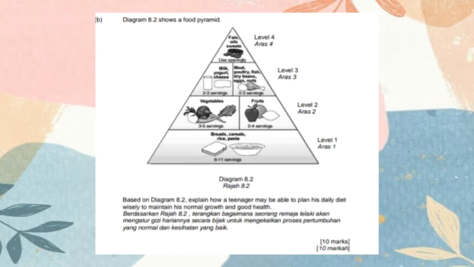Next question, diagram 8.2 shows a food pyramid. Based on diagram 8.2, explain how a teenager may be able to plan his daily diet wisely to maintain normal growth and good health.